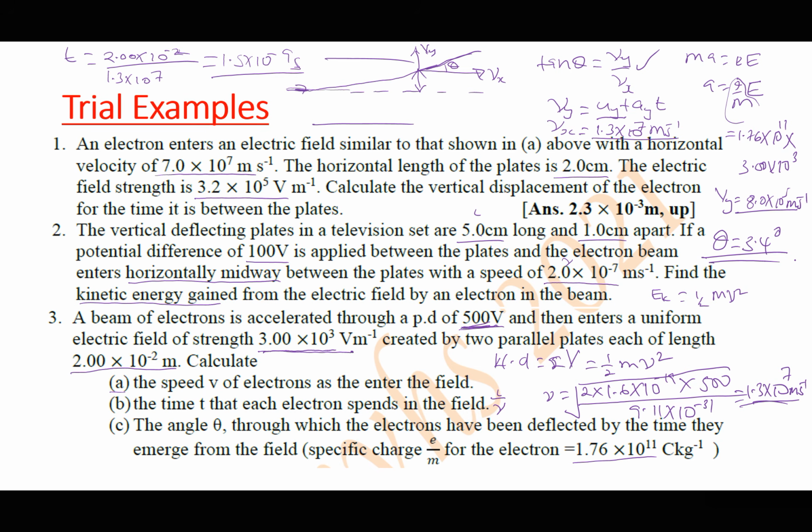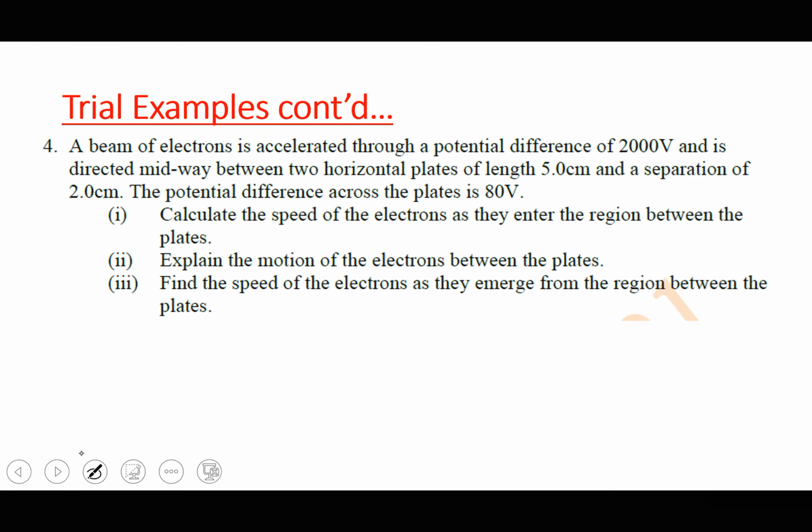you have one question that you can try out. This is trial question number 4. A beam of electrons is excited through a potential difference of 200 volts and is directed midway between two horizontal plates, length 5 centimeters and a separation of 2 centimeters. The potential difference across the plates is 80 volts. So it is excited through this before it enters the field. The PD across the plates is this. So do not confuse these 2 volts.